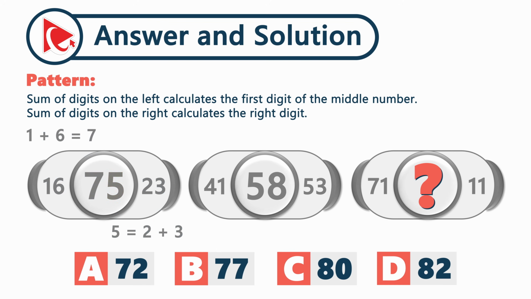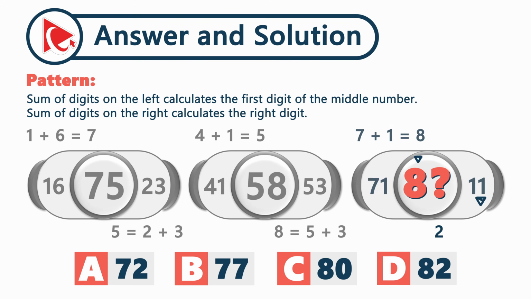Let's confirm this pattern with the second shape. 4 plus 1 equals 5. 5 plus 3 equals 8. This is why we see number 58 in the middle. And guess what time it is? It's the magic time to calculate the missing number. 7 plus 1 equals 8. And 1 plus 1 equals 2. The middle number is 82. And the correct answer here is choice D, 82.